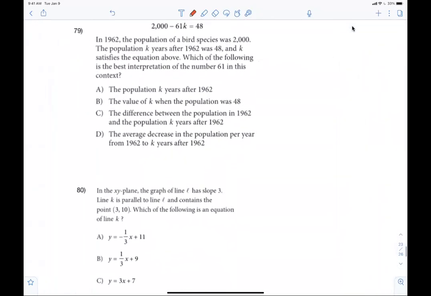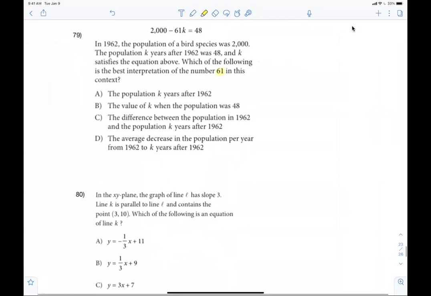So number 79, it says the population K years after 1962 was 48, and K satisfies the equation above. Which of the following is the best interpretation of 61? Someone tell me what 61 is. Go ahead. Tell me, Aiden. I got D. Right, because we know it's a slope, correct?